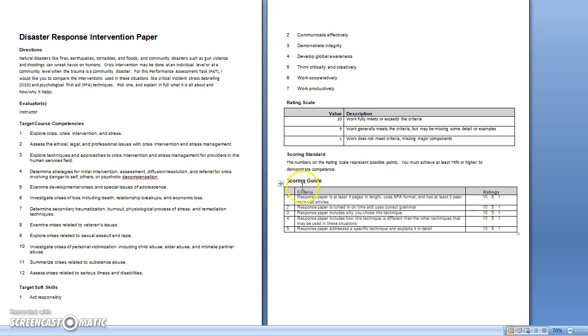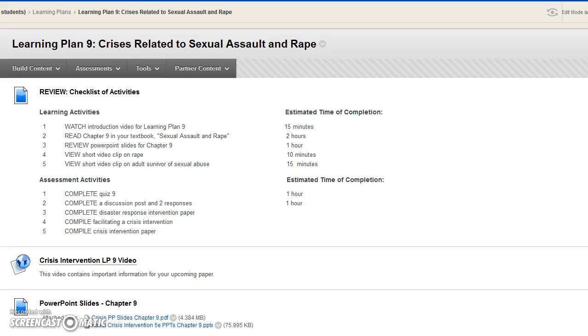Pay attention to these things as you write your paper, and as stated, it is suggested that you try to complete it at about this learning plan. Now let's briefly discuss Chapter 9.